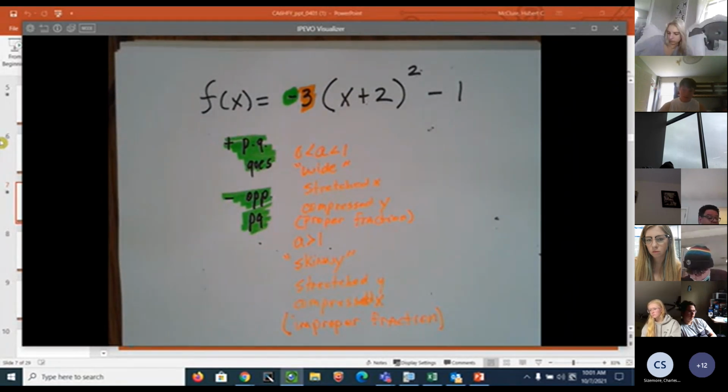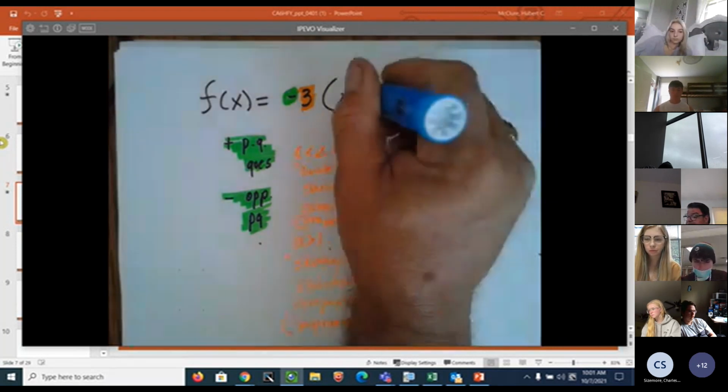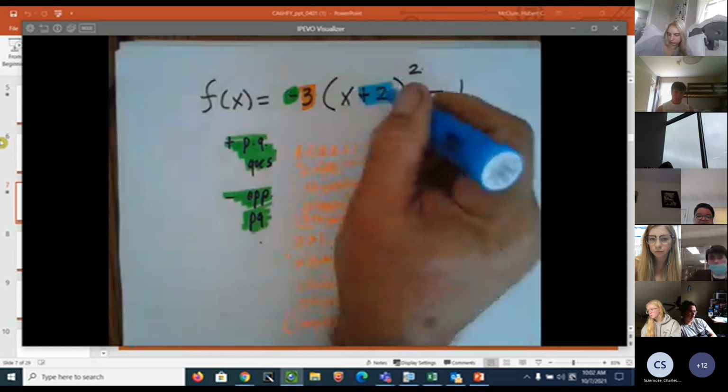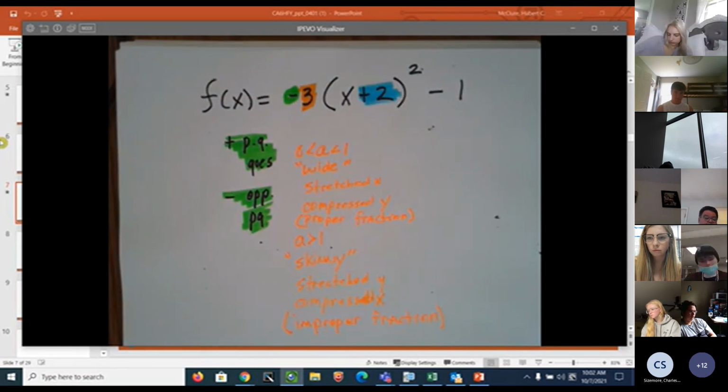All right? If the number is inside the function, inside the brackets, inside the radical, inside the parentheses, if it's attached to the x inside the function, then you have a horizontal shift.